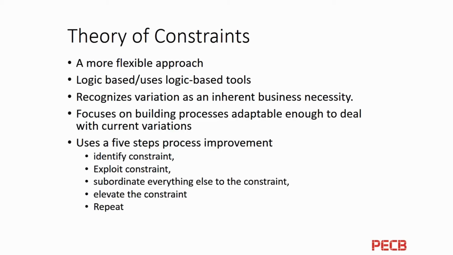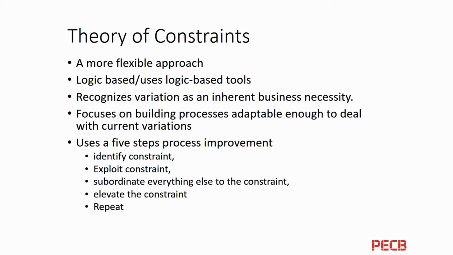Now, the Theory of Constraints, compared to Six Sigma, is a more flexible approach. It's using logic as opposed to statistical and empirical data. It recognizes variation as an inherent business necessity. Goldratt was saying that mistakes are necessary. On the same idea, the variations will always be there, and instead of minimizing the variation, we should adapt to it and make the best of it. It focuses on building processes adaptable enough to deal with the current variations, exactly what I said earlier.